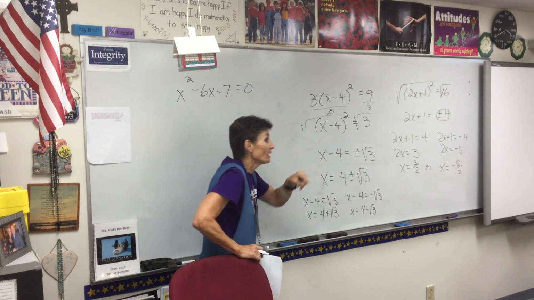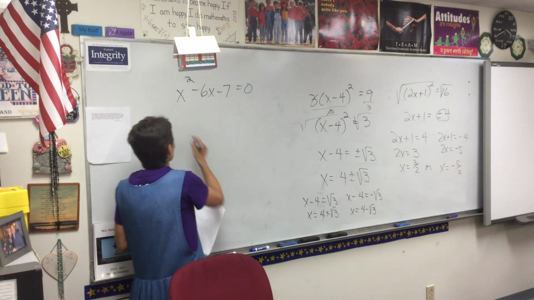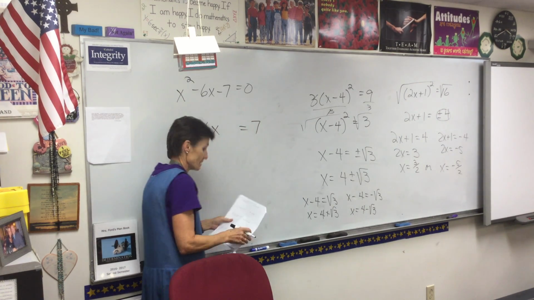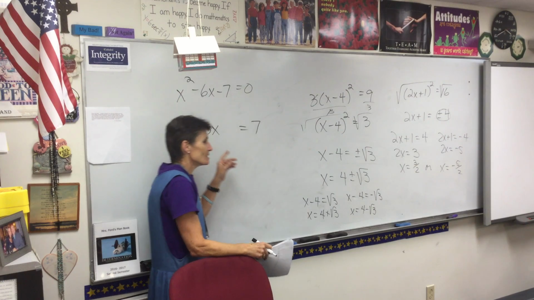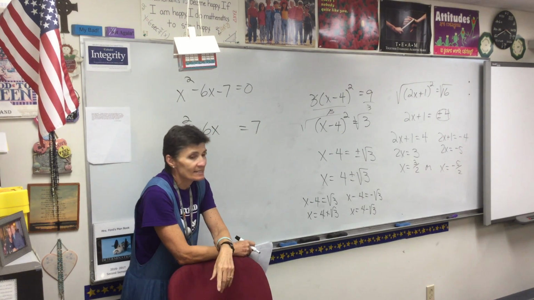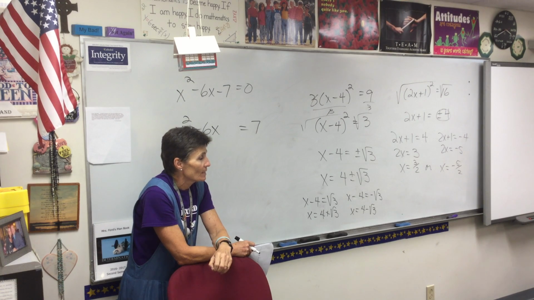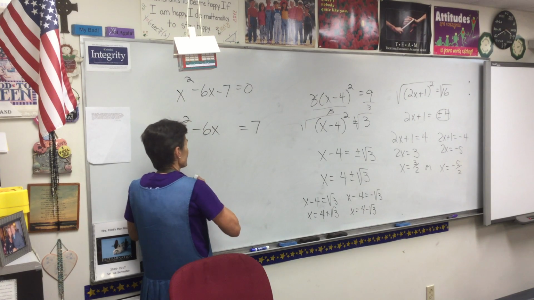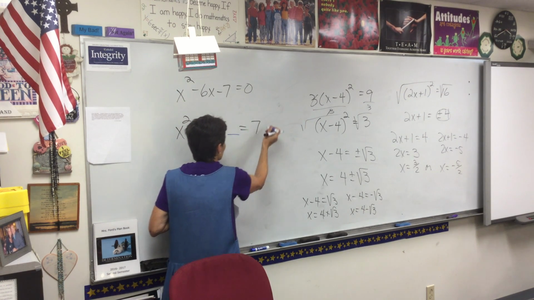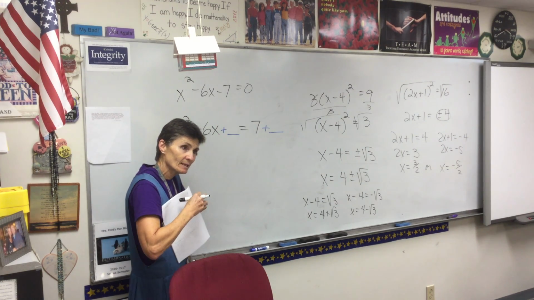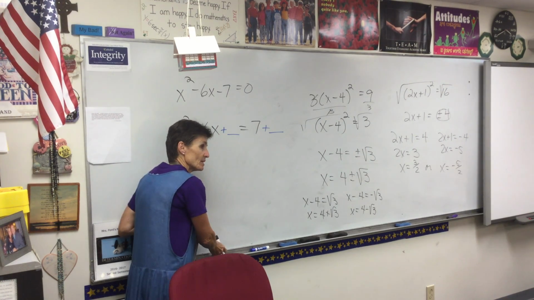What did you say, Shiloh? Move the 7 over. That is exactly right. So we're going to add 7 to the other side. And notice that I left a little blank space in here because I am going to add something to both sides of the equation.